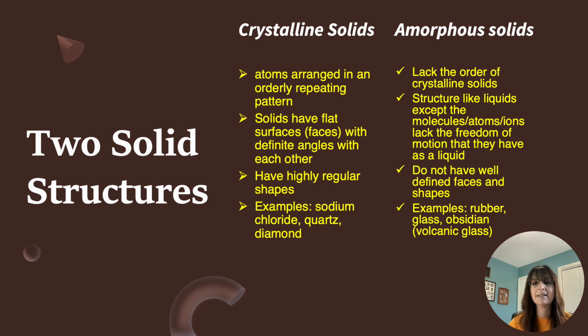Amorphous solids, it's exactly what amorphous means. A means without, and morph means shape. These lack that order that crystalline solids have. They kind of have a structure like liquids, except that they lack the freedom to move like in a liquid. They don't have well-defined faces and shapes. Examples of amorphous solids are glass, rubber, obsidian, which is volcanic glass.